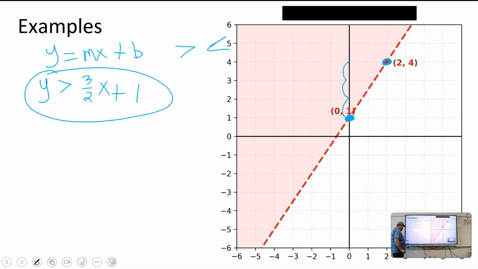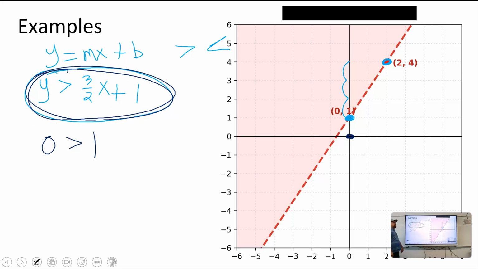Now let's double check to see if it's right. Let's just pick a point. I'm going to pick 0, 0. That's usually the easiest one. I'm going to plug it in here and see if it's true, or in this case, not true because it's not in the shaded region. So is 0 greater than 3/2 times 0, plus 1? Is 0 greater than 1? It's not, which is what I expected because it's not in the shaded region. So this is my linear inequality.